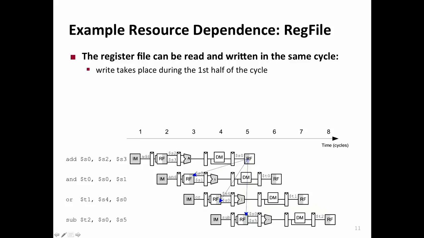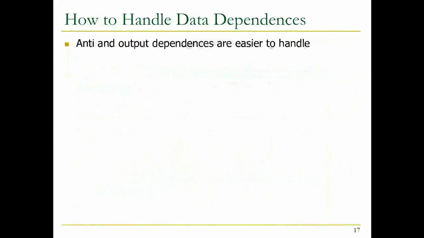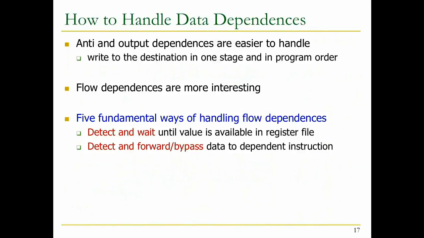Why bad idea? Because we know that the value was produced over here, right? The add took S2 and S3 and produced the result over here, when this instruction, even before this instruction, needs that result. So the second is really detecting. You have to detect this situation, and you have to do something about it. That something could be waiting, bad idea. That something could be forwarding the result, which is probably a better idea. So of course you need logic to do that forwarding. Okay, that's the second fundamental way, which is detecting and forwarding, also called bypassing, data to the dependent instruction.